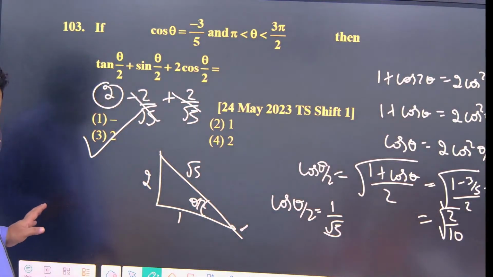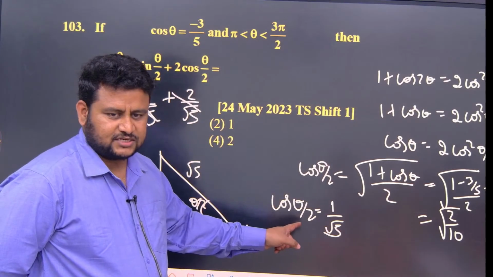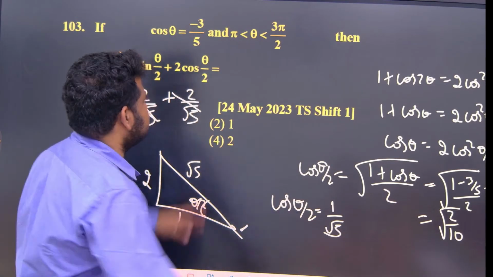Written? One break. Cos will also be negative. Cos is negative only. Where? Sin theta by 2 plus 2 cos theta. Just a minute, let us see. Third quadrant. See, what we got for cos theta by 2 here, positive value or negative value? Okay, let us apply here.